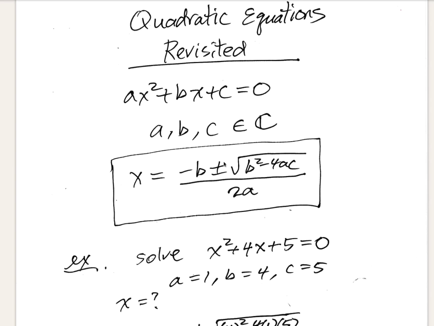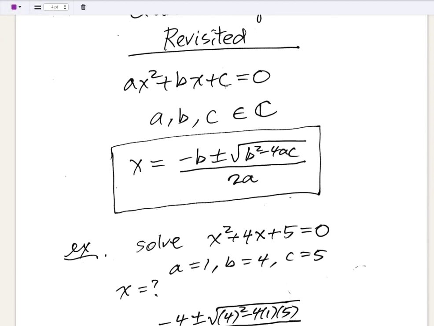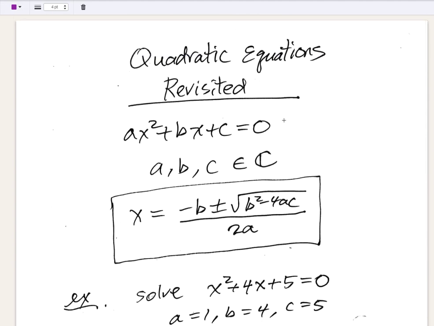In this video, I just want to quickly revisit quadratic equations. We already know what the standard form of a quadratic equation looks like. It's ax squared plus bx plus c equals 0. We were calling that standard form, where I've got the quadratic form on one side and 0 on the other side. A is not 0. A, b, and c are constants.